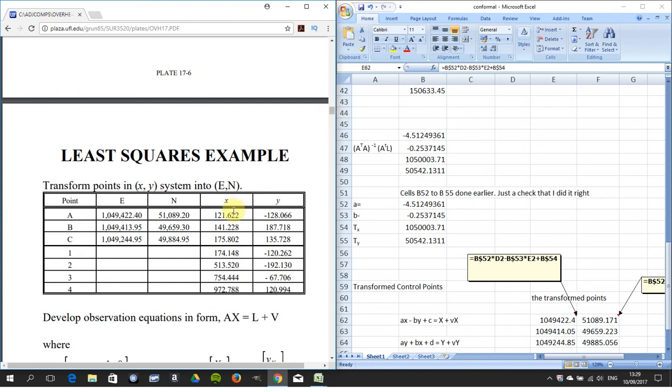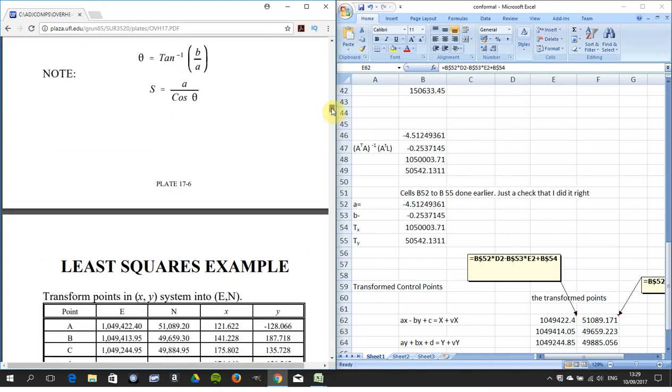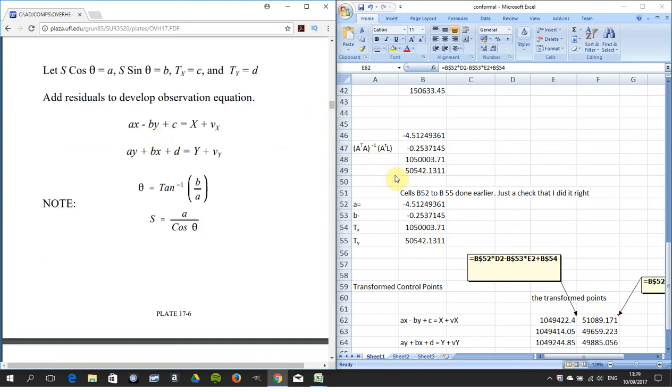Okay. And minus BY, so minus B53, that's the rotation, by the corresponding Y plus C, where C is the translation in X, and that's B54. For the Y, it's AY, so that's B52 plus B53 there, plus D, and D is that one there. So they give you the transformed X and the transformed Y.